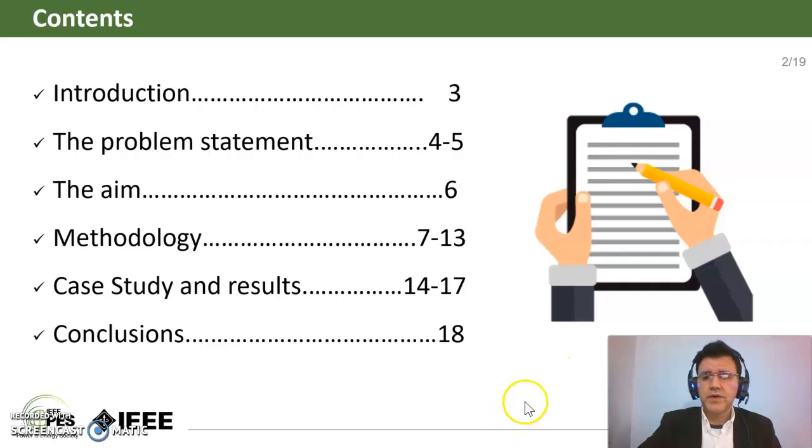Within the content, first we have the introduction, then the problem statement, the aim and contribution, the method, the results, and the conclusion.